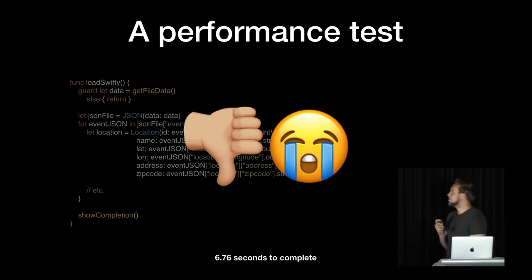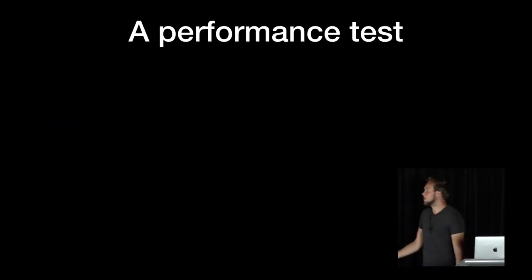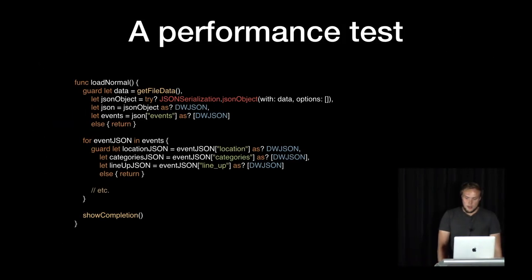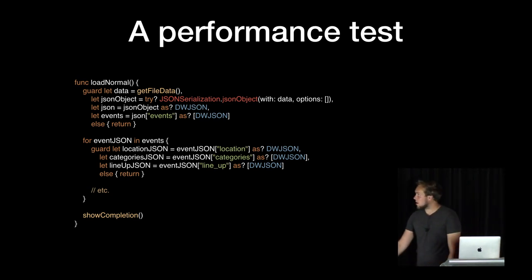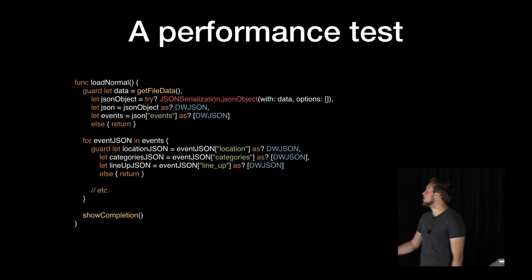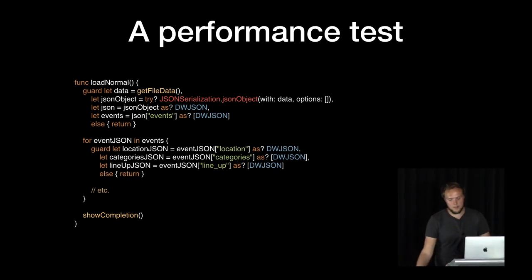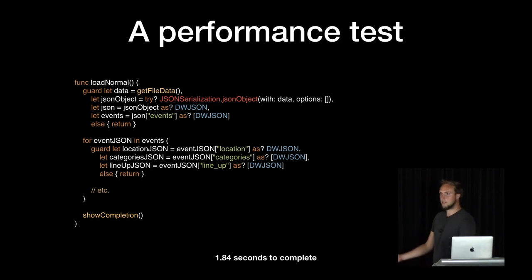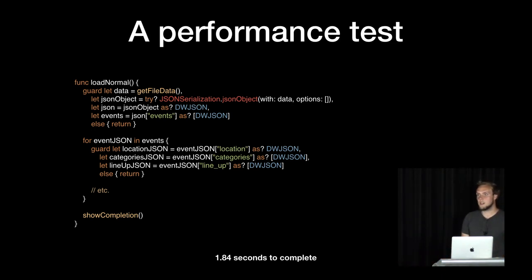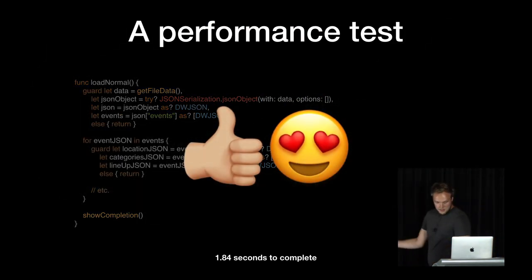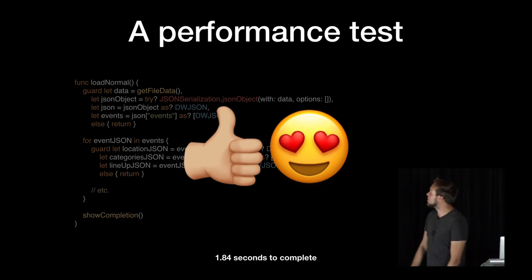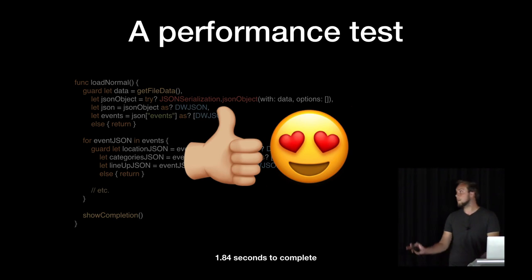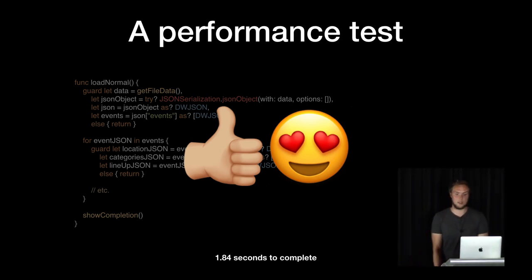So what do I do? Let's see what native Swift has to offer. Code wasn't as pretty anymore. A lot of guards, a lot of unwrapping stuff, a lot of casting stuff. Not a lot of fun to write. But same thing, 1.84 seconds to complete. So that's more than 3 times faster, and especially if you consider an iPhone 5C having to wait for almost 7 seconds, it's not going to happen. So Swift 2, it's not the prettiest code to write, but it's fast. Faster than SwiftyJSON, at least.